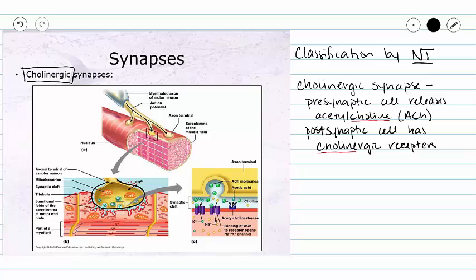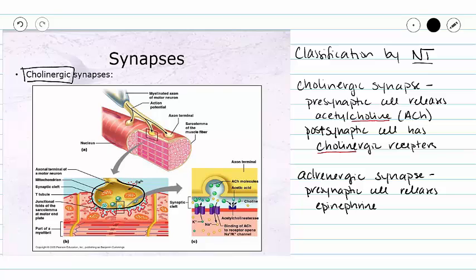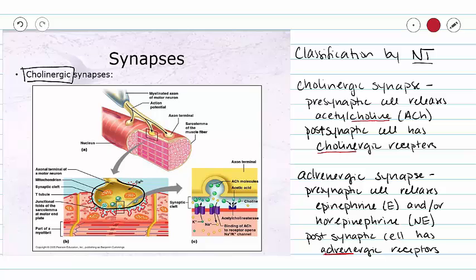We also have adrenergic receptors. Adrenergic receptors are going to bind to adrenaline or noradrenaline. Another word for adrenaline is epinephrine, and noradrenaline is also called norepinephrine. So then our postsynaptic cell has adrenergic receptors. They're called adrenergic because they bind to adrenaline. Those are the two main types of chemical synapses that we will cover in anatomy and physiology.